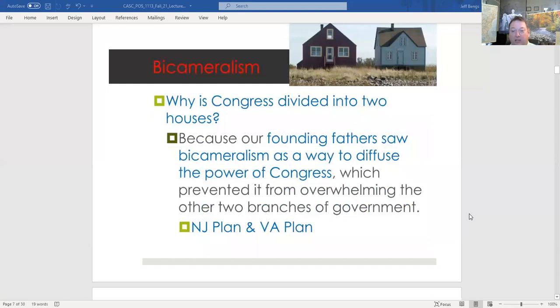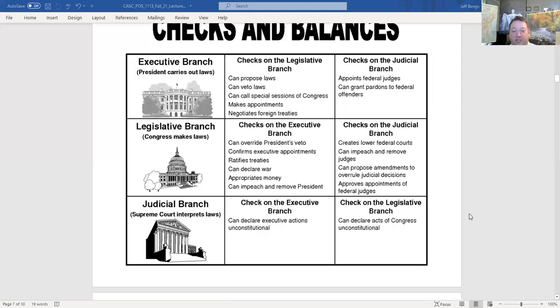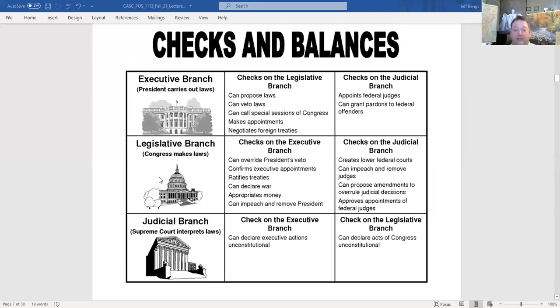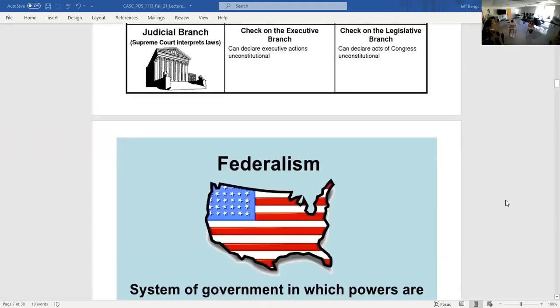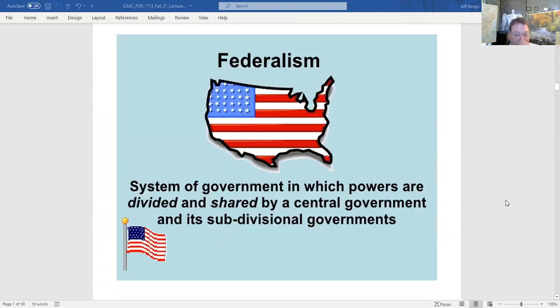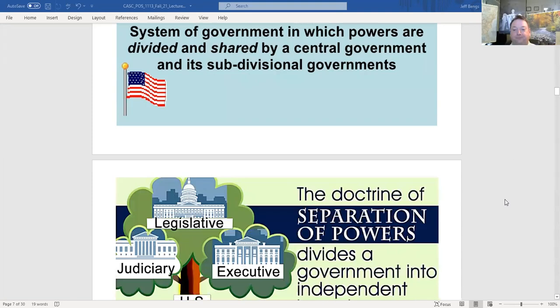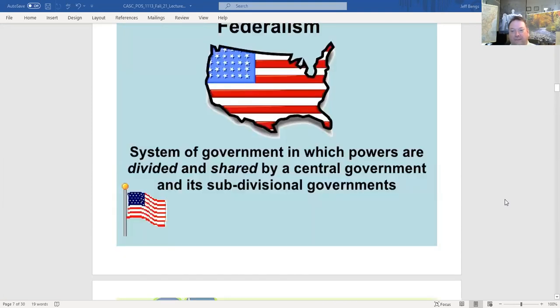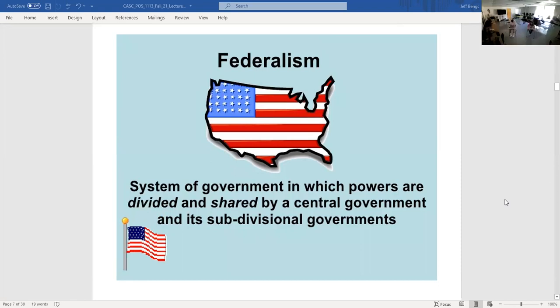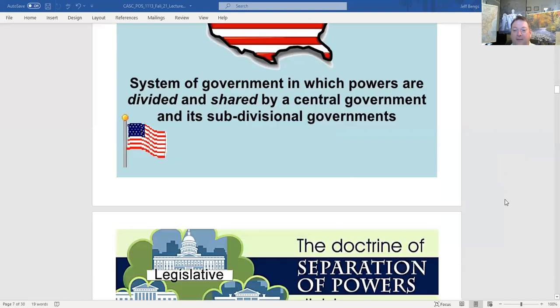There was bicameralism in the legislature. There was checks and balances between the three branches of our new government. And then federalism is the division of powers between one central government and the smaller divisional governments, in this case, at that time, the 13 states. We're going to look at federalism in depth starting in a few moments as we transition into chapter 3.